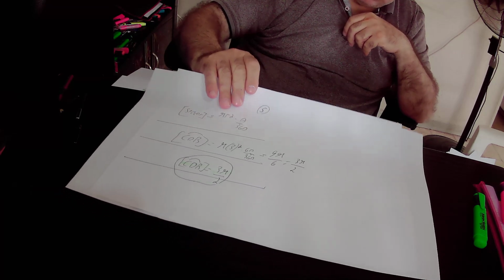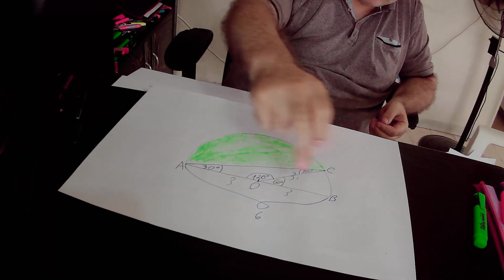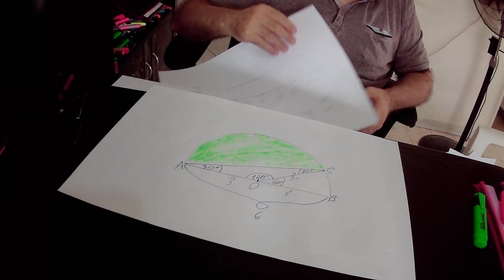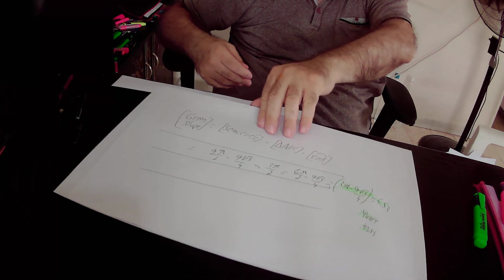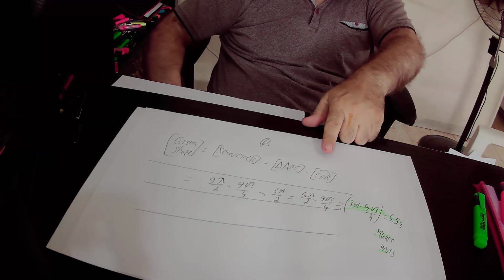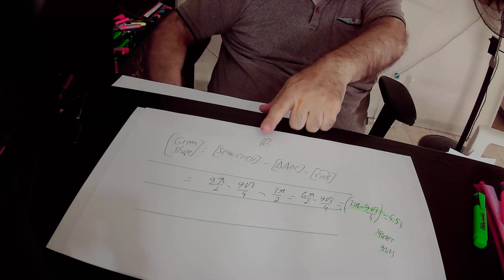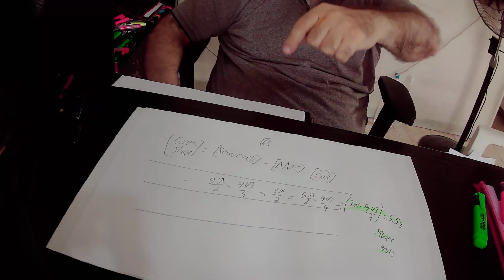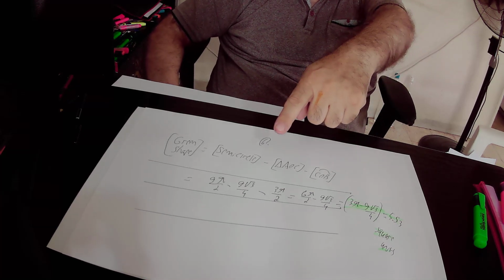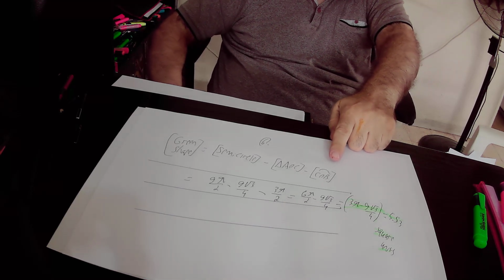Then we know that the area of this green shape according to the second method equals the area of the semicircle minus the area of triangle AOC minus the area of sector COB. We have already found that the area of the semicircle equals 9 pi over 2 square units, the area of triangle AOC equals 9 times square root of 3 over 4 square units, and the area of sector COB equals 3 pi over 2 square units.